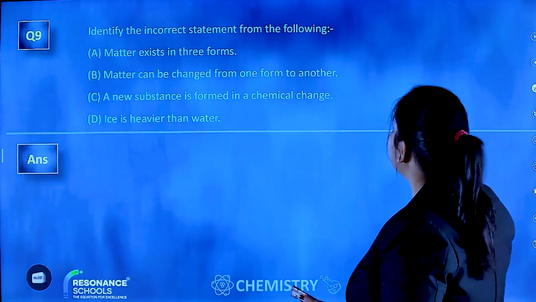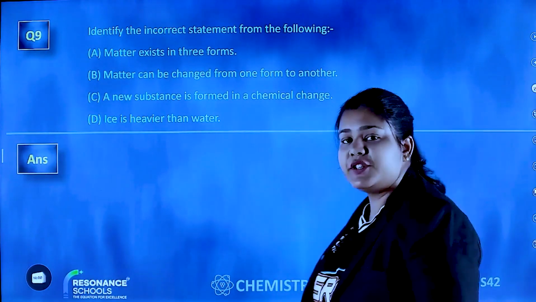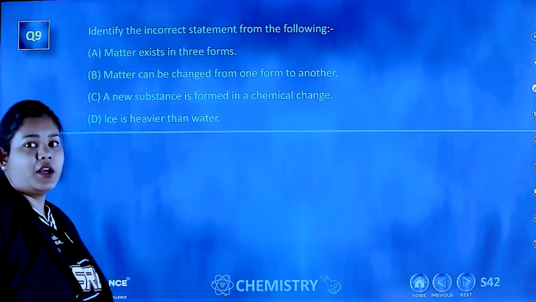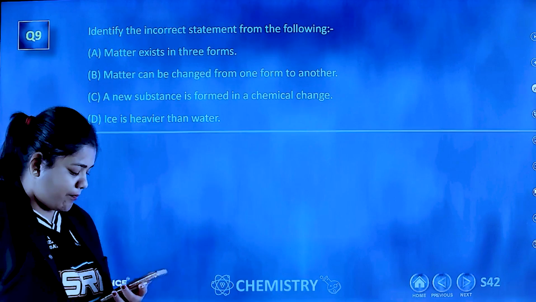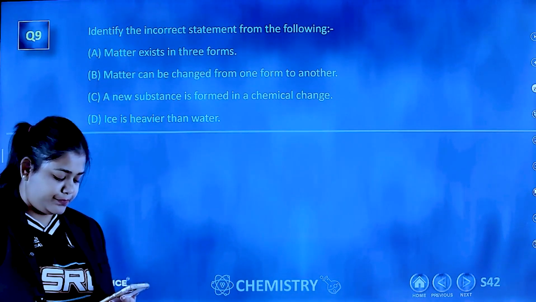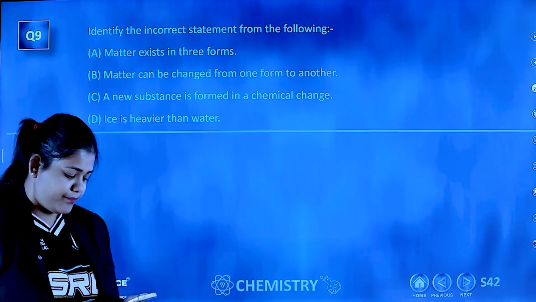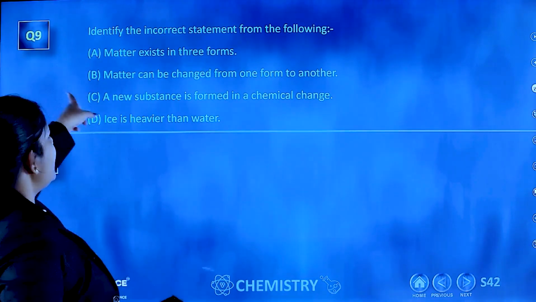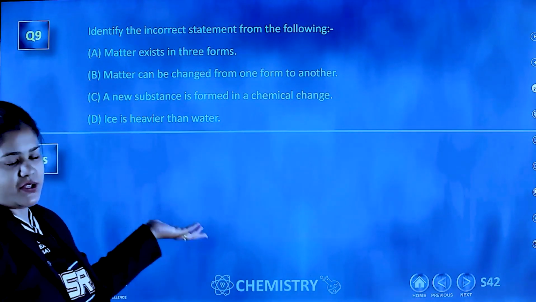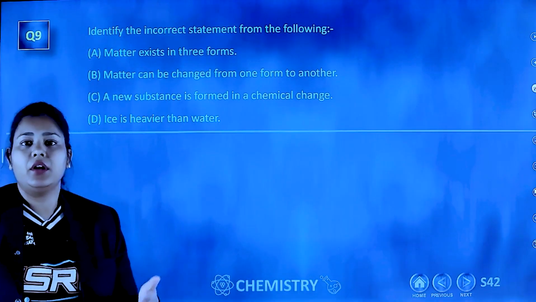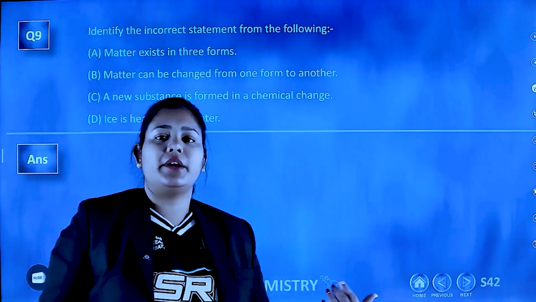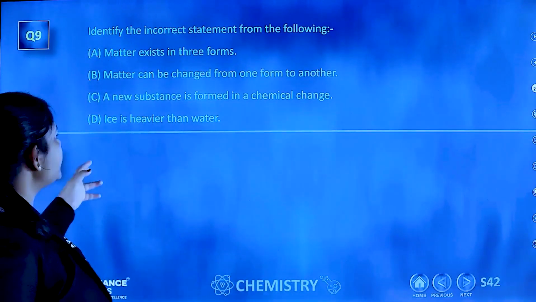Identify the incorrect statement from the following. So basically I just have to find the incorrect option. Matter exists in three forms: correct. Matter can be changed from one form to another: correct. In the previous question we did solid to liquid through melting, and liquid to solid through freezing. So we can change matter from one form to another.